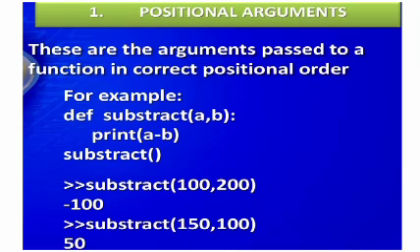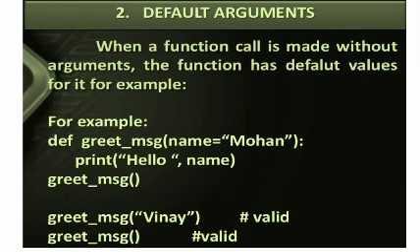Then we call subtract a second time with 150 and 100. Here the first argument a is assigned the value 150 and the second variable b is passed the value 100. Then we call the function subtract and calculate the difference 150 minus 100 and return the result 50. Correct?